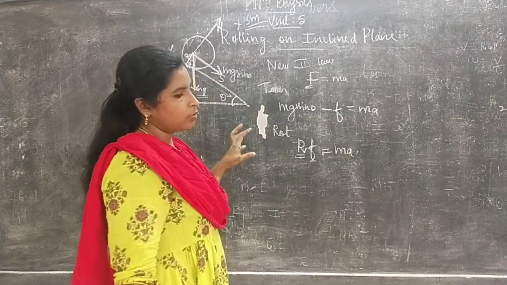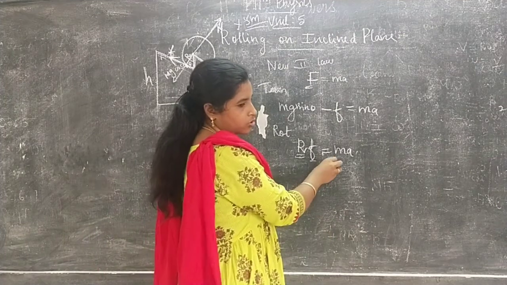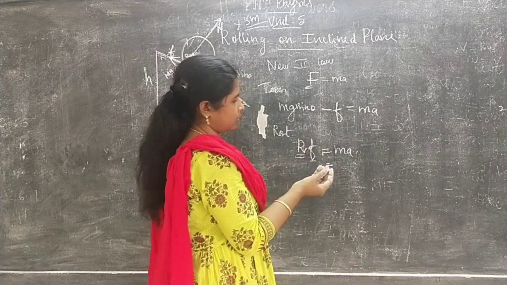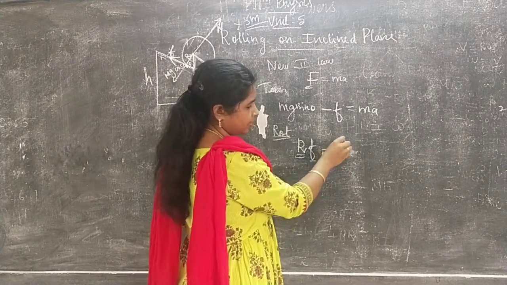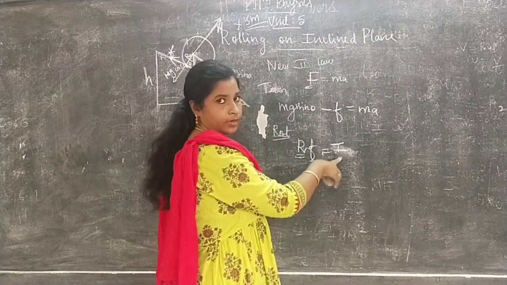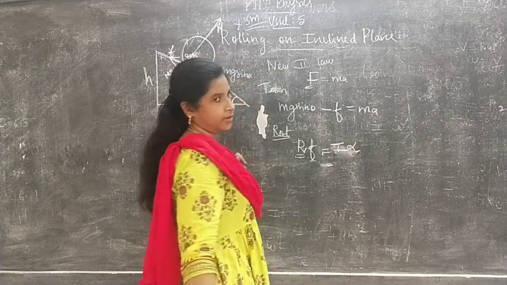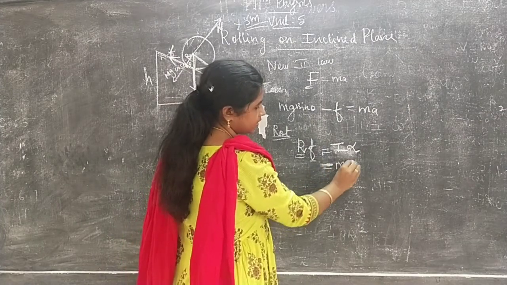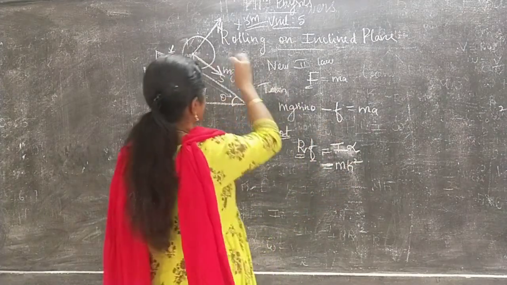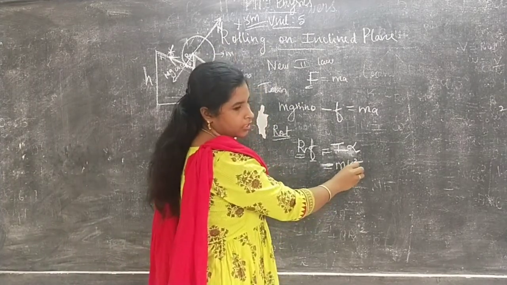Now, when writing rotational motion, mass is replaced by moment of inertia and acceleration is replaced by angular acceleration. What is the moment of inertia? We write it as mk square, where m is the mass of this object. So mk square into alpha.